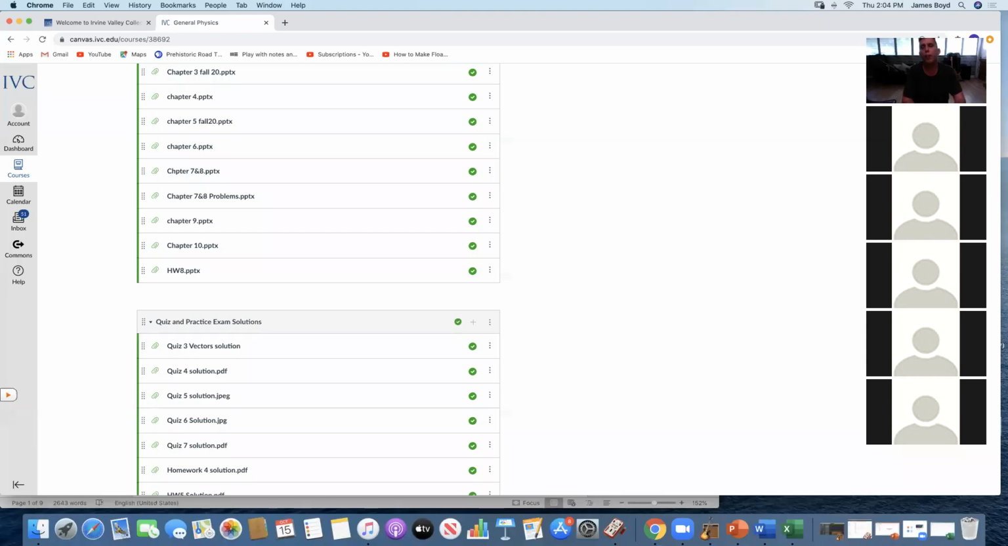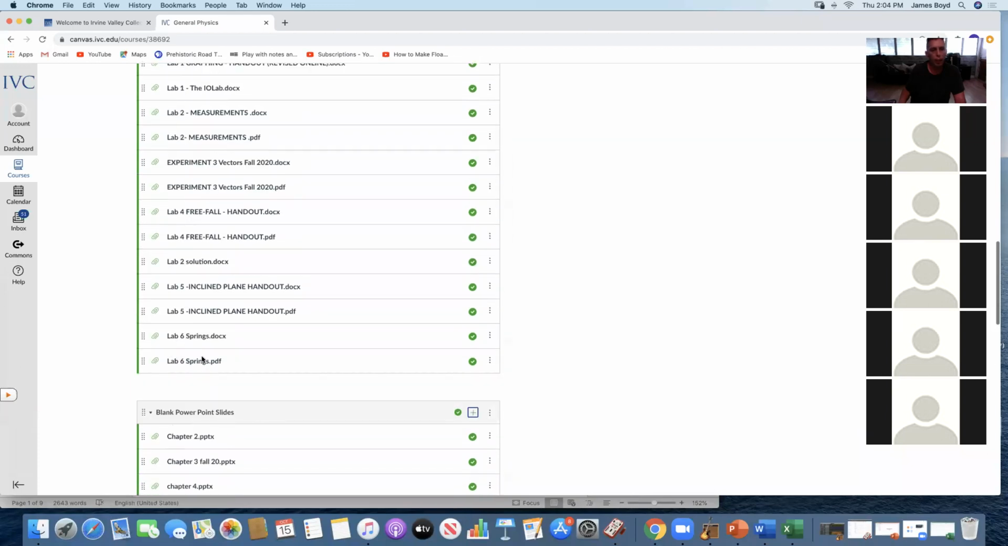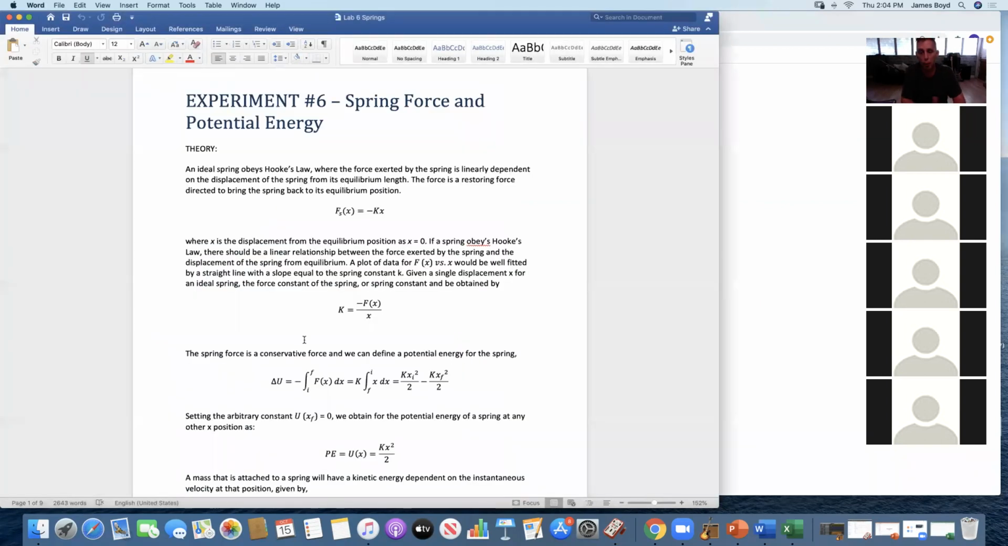And I'm going to take you through our lab today. So our lab today is on springs, and essentially, if you go in, I gave you, as always, the doc and the PDF. However, if you read it, you're going to see it looks super complicated. It's not complicated at all. It just looks super complicated.